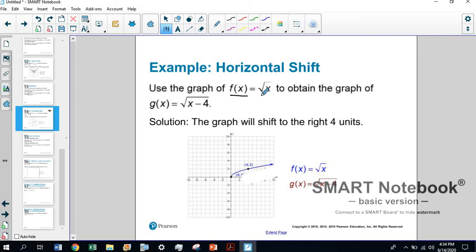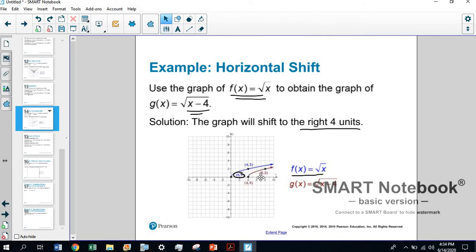So if we start with the graph of f of x equal the square root of x, that's what this looks like here, square root of x. Here's the point 0, 0. That's the only point I really care about, is 0, 0. All right, then what happens to the graph of the square root of x minus 4? It shifts to the right 4 units.